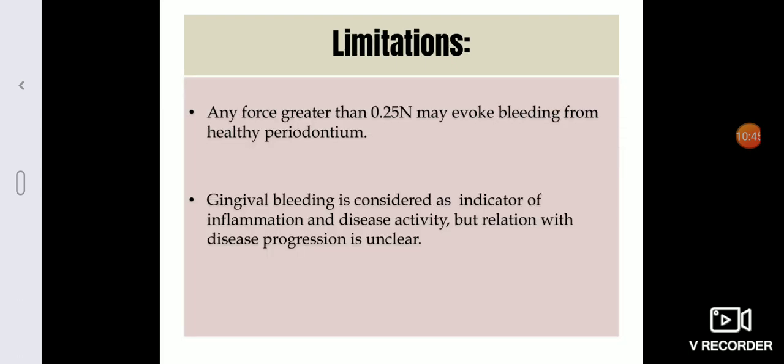However, certain limitations are present, like any force which is more than 0.25 newtons may provoke bleeding even in a healthy periodontium. So if a greater force is used to elicit bleeding on probing, even healthy tissues are likely to bleed. And gingival bleeding is considered an indicator of inflammation and disease activity. However, the relation with disease progression is unclear.